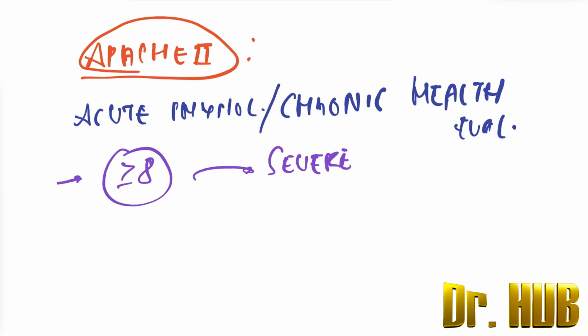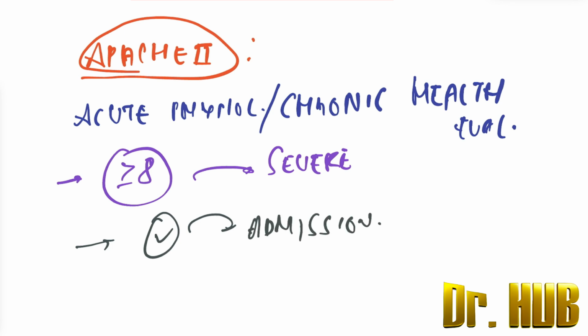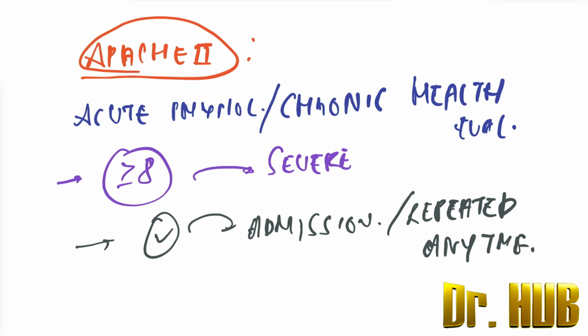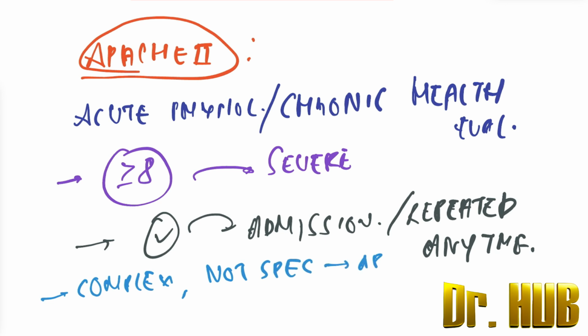It can be done at admission and repeated at any time. It is a complex score and not specific for acute pancreatitis, and this is based on the patient's age.